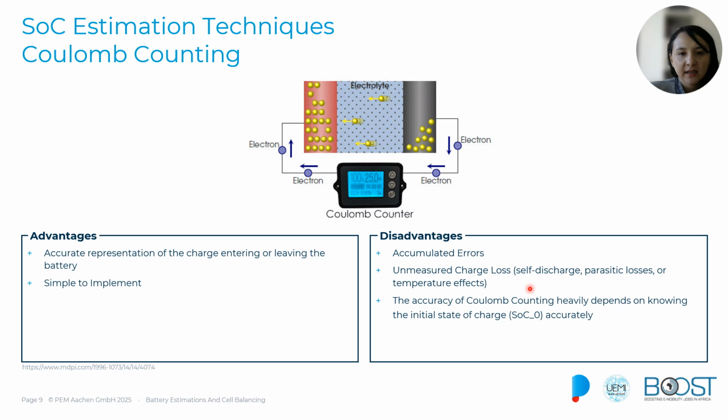And finally, it also depends on the initial state of charge of our battery that is not accurately known all of the time, and because of that, the entire estimation process may be unreliable if we don't have a precise initial state of charge calculation.